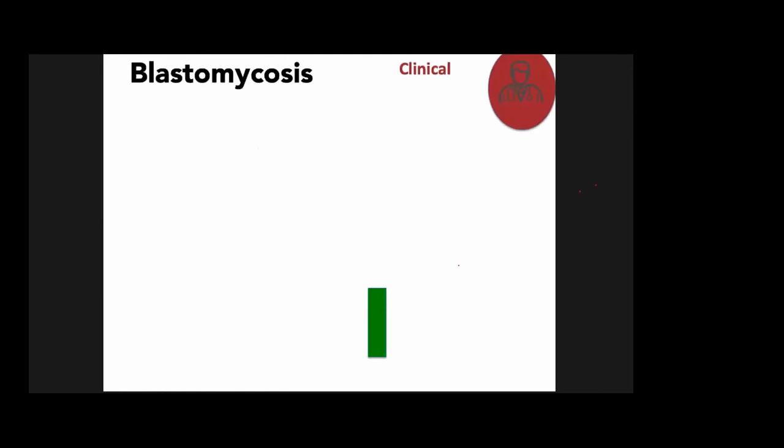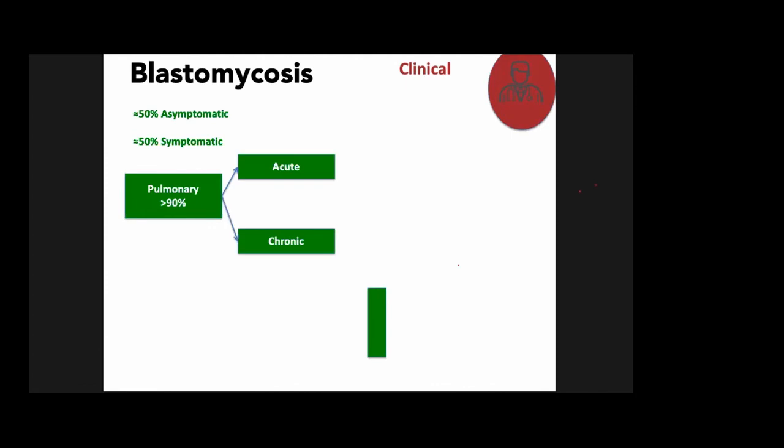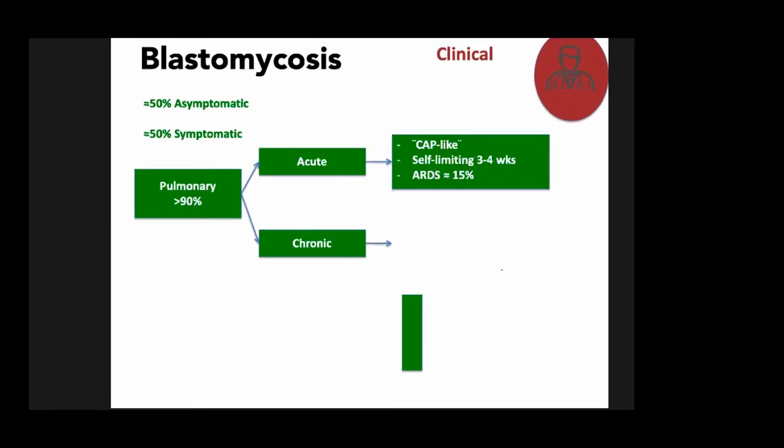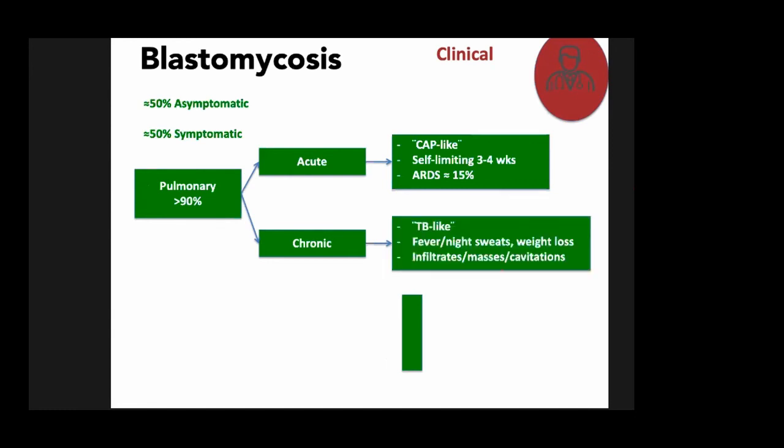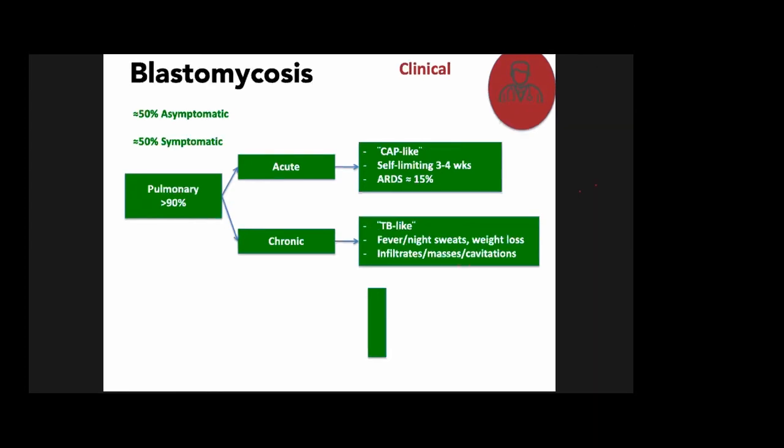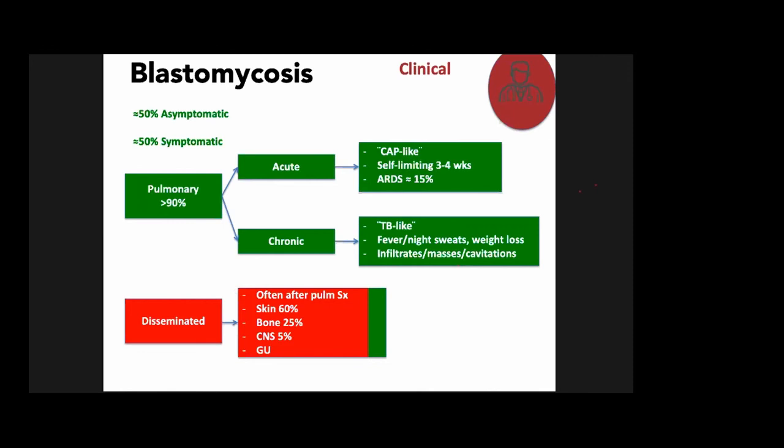Regarding the clinical manifestations, 50% will be asymptomatic and 50% will be symptomatic. Of those, most will be pulmonary blasto. This can be divided into acute and chronic, which is similar to the other conditions. The acute is like a community-acquired pneumonia and is usually self-limiting. The chronic behaves like tuberculosis, with fever, night sweats, and weight loss. However, a percentage of these pulmonary infections may progress to disseminated disease. 60% will have some manifestation in the skin, 25% in the bone, and 5% in the CNS.